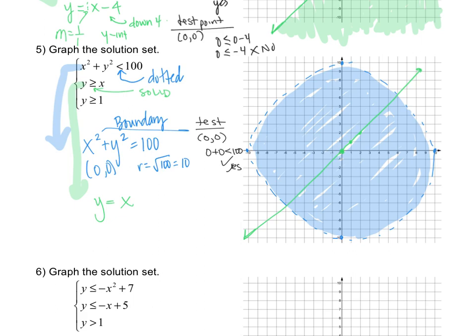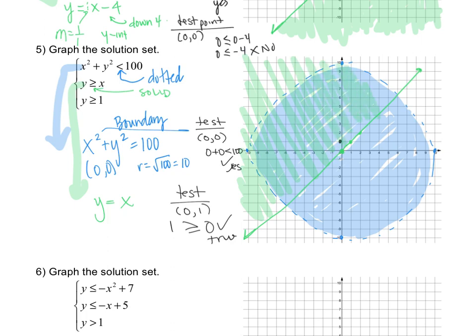This time I can't test 0, 0 because that is on the line. So I am going to test 0, 1. It's just right above it, so it's kind of easy. And I'm testing it into the original. So that'll be 1 is greater than or equal to 0. Yep, that's true. So 0, 1 again was right above the line. So for my shading, I'm going to have to shade everything up above. And you can again see my overlap so far, the green and the blue. But we have a third inequality now that we want to include. And so its boundary is going to be y equals 1.